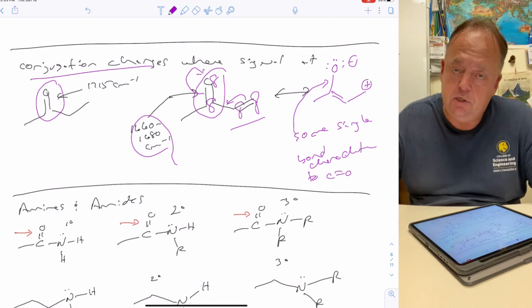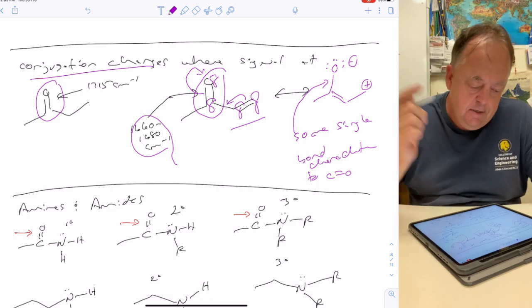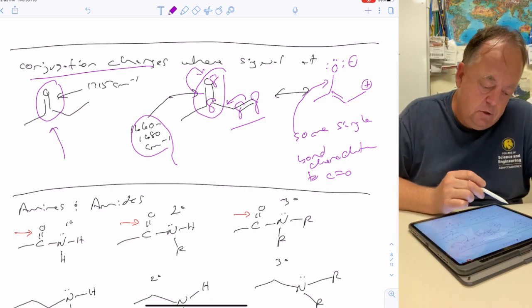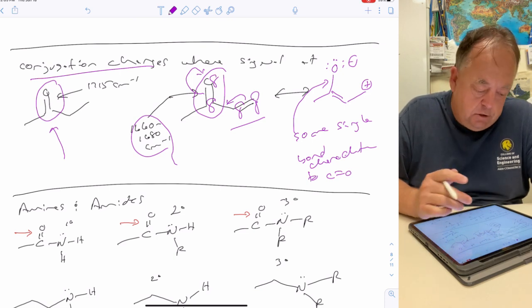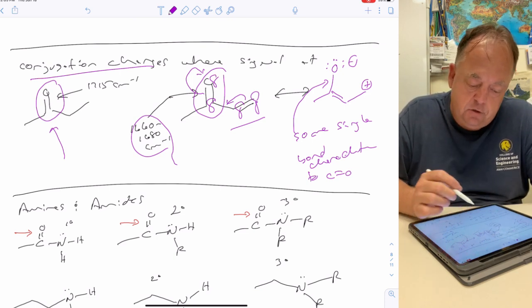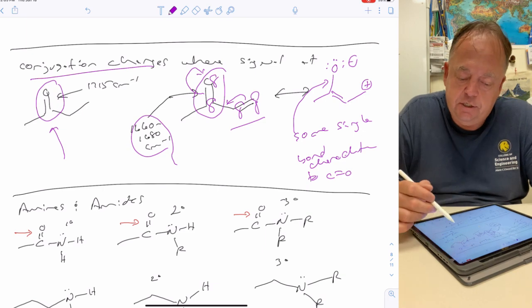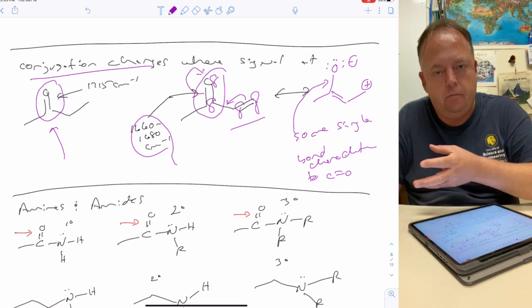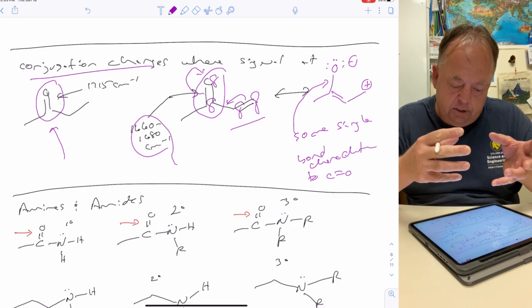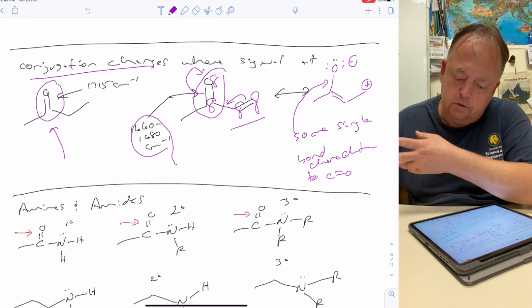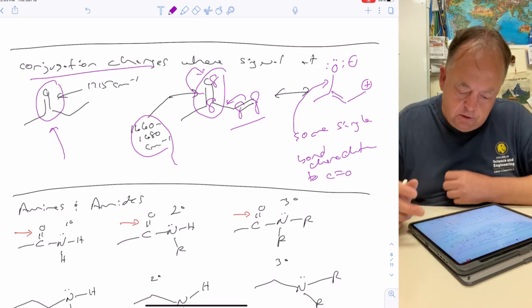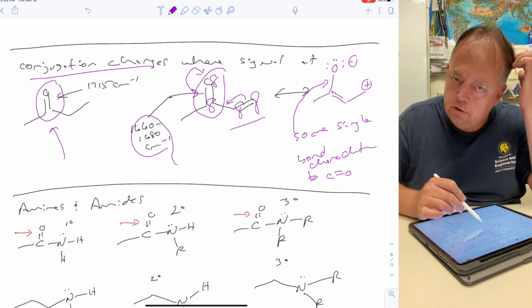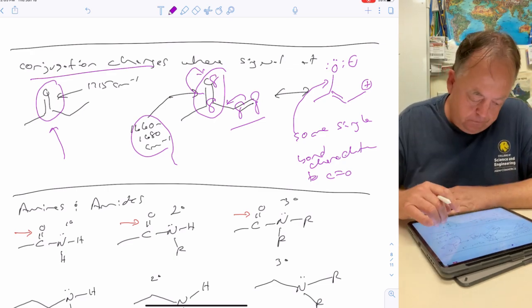So CO single bond, of course, is at 1200. And CO double bond with no conjugation is around 1700 to 1800. So if you put something in conjugation with it, that gives it some single bond character. That's going to shift where that signal is towards the 1200 end. So you see it shift to smaller wave numbers.